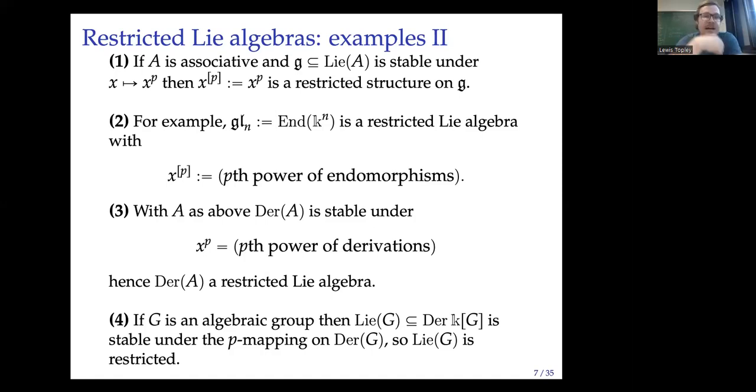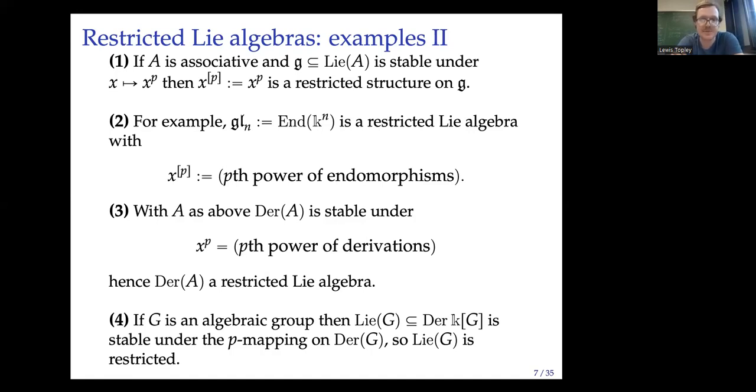Now let's take A associative again. We take the derivations of A. Then this is stable under its p-th powers. So, if you take a p-th power in characteristic p, then we know that we get another derivation. And so we have that Der A is a restricted Lie algebra.